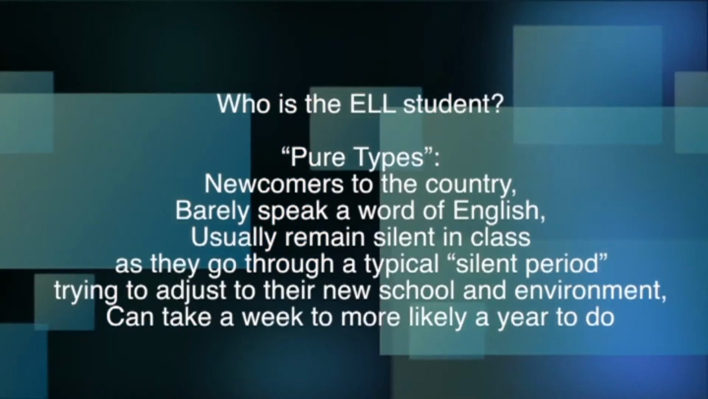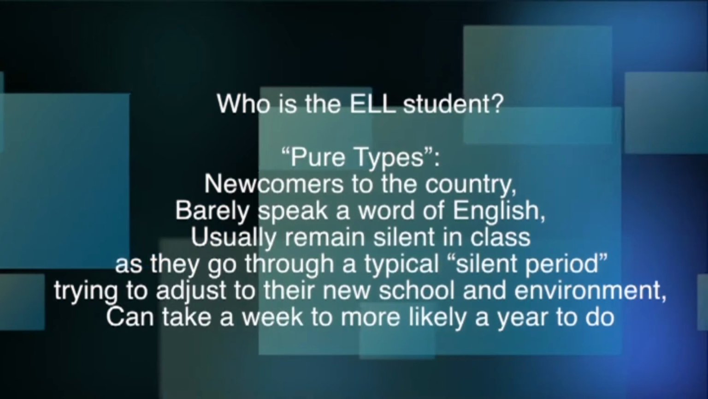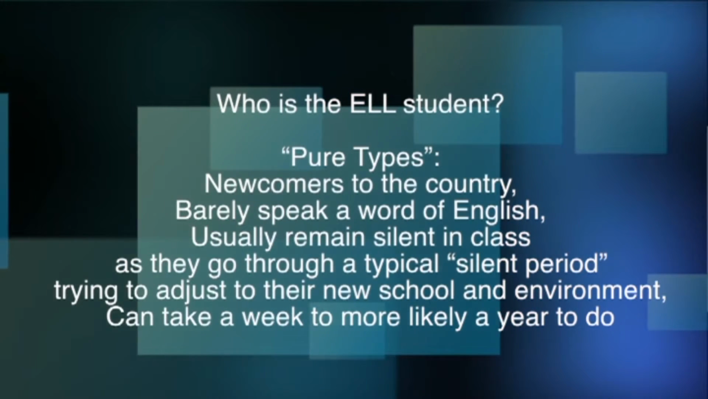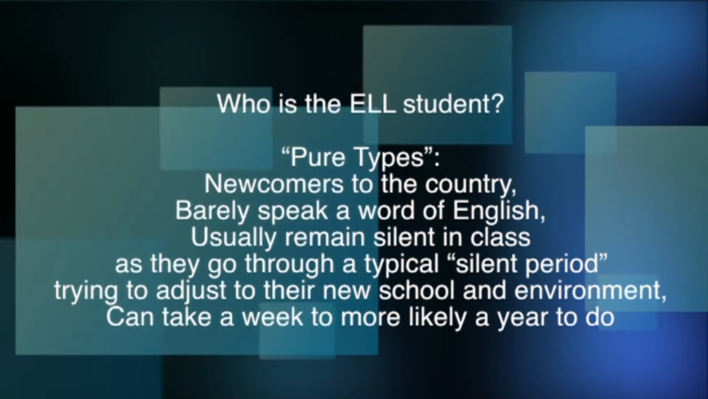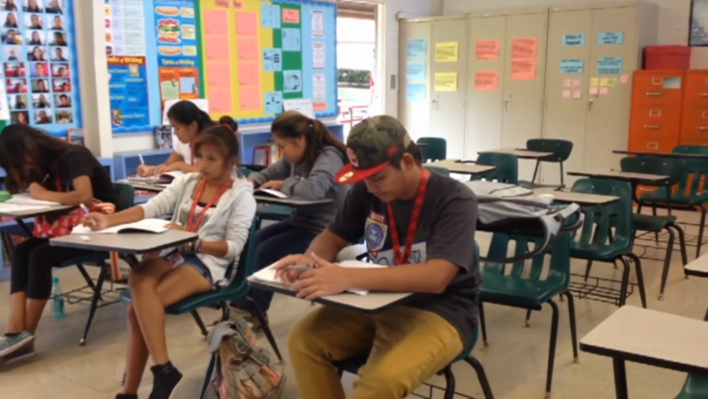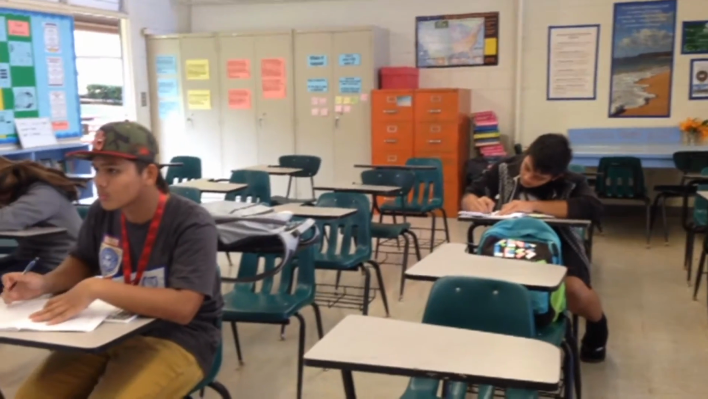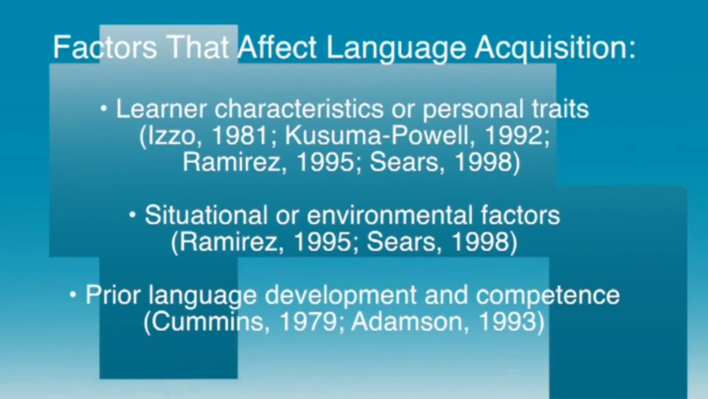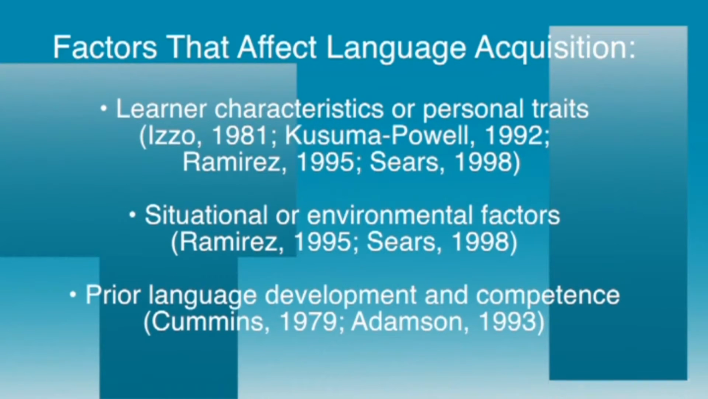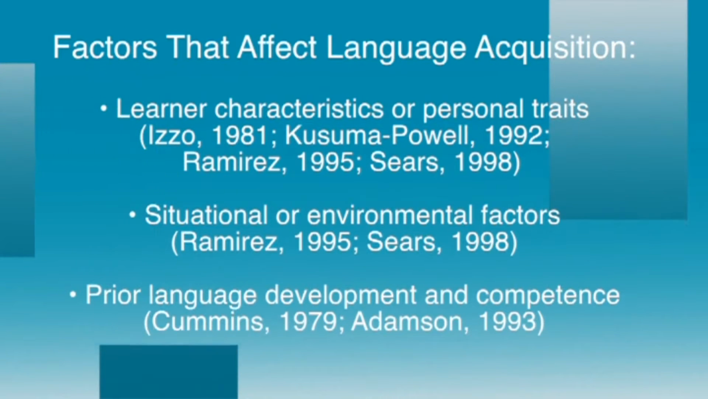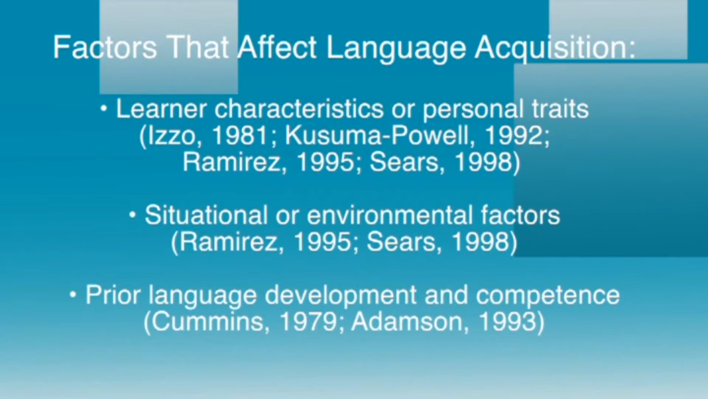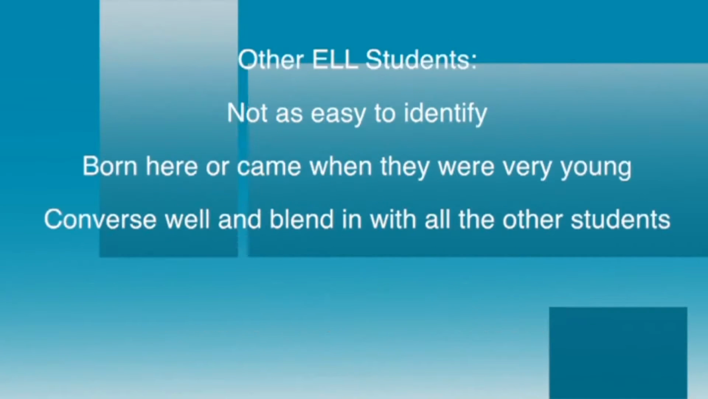The pure type ELL students, or the newcomers to the country, are often more distinguishable because they barely speak a word of English and usually remain silent in class as they go through a typical silent period, trying to adjust to their new school environment, which can take a week to more likely a year, depending on many factors, including personal traits, situational and environmental factors, and previous language development and competence. This means it's hard to know what to expect.